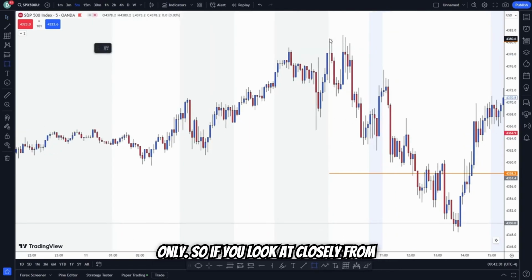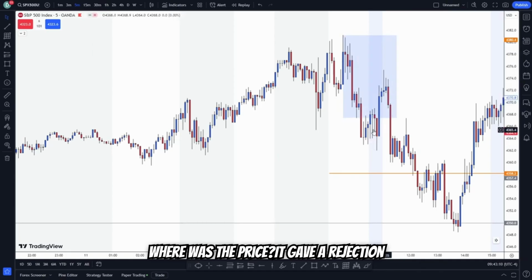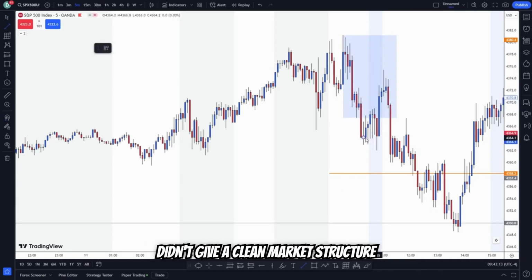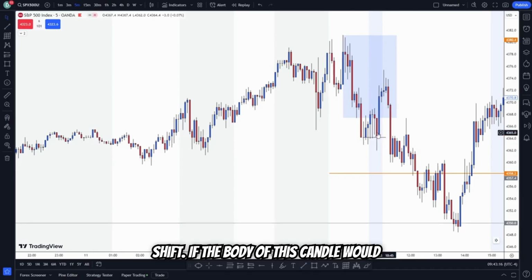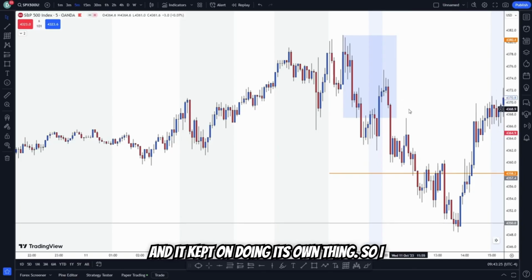So if you look closely from here, this was the dealing range high, and this was the dealing range low. See, where was the price? It gave a rejection from here, but it didn't give a clean market structure shift. If the body of this candle had closed below this line, then I would have taken a sell over here. But it didn't close below this, and it went up and kept on doing its own thing.